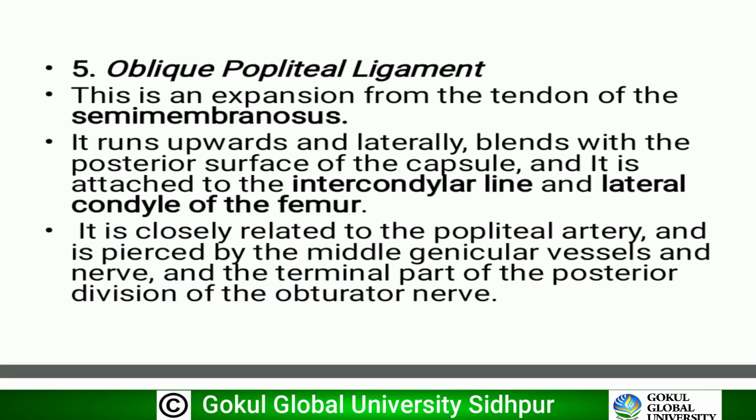Fifth one, oblique popliteal ligament. This is an expansion from the tendon of the semimembranosus muscle. It runs upward and laterally, blends with the posterior surface of the capsule, and is attached to the intercondylar line and lateral condyle of the femur. It is closely related to the popliteal artery and is pierced by the middle genicular vessels, nerve, and the terminal part of the posterior division of the obturator nerve.